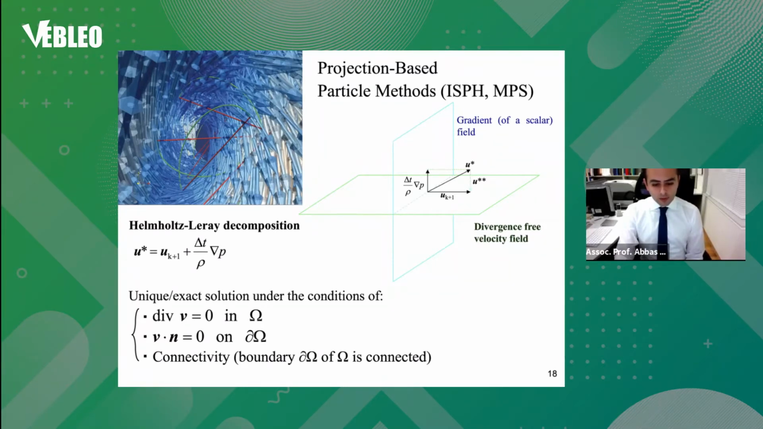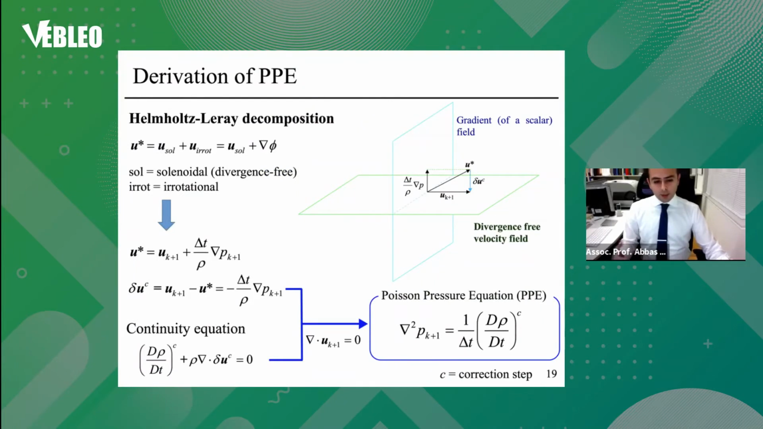which are the incompressibility condition, so the continuity equation, and also the Navier-Stokes equation in a simple form, excluding turbulence. Applying this for projection-based particle methods, what we have is just a Poisson pressure equation. So we solve a Poisson pressure equation in projection-based particle methods, in contrast to the conventional SPH, in which we solve an equation of state. In this case, we need to solve a global Poisson pressure equation.